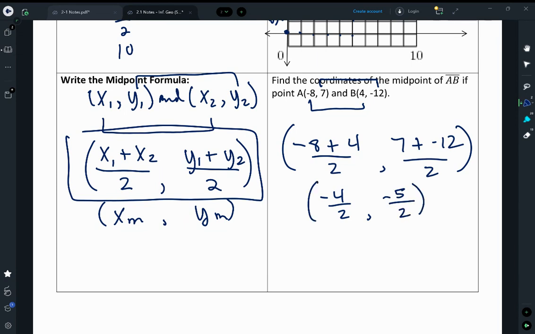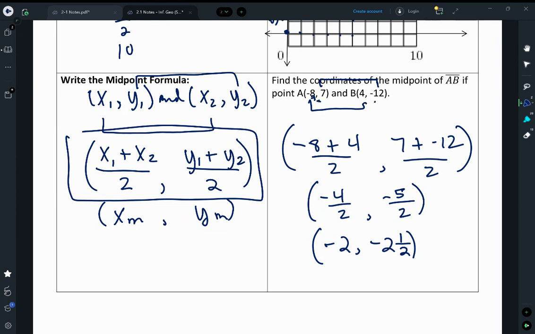And then let's just go ahead and divide these out. -4 divided by 2 is -2. -5 divided by 2 is going to be -2.5 or -2 1/2. I don't care in this class which way you write that. So that's going to be our midpoint. So (-2, -2.5) is the point directly in between these two.